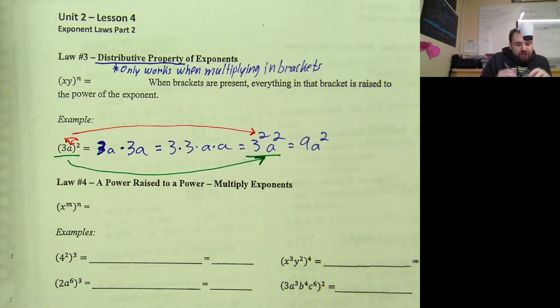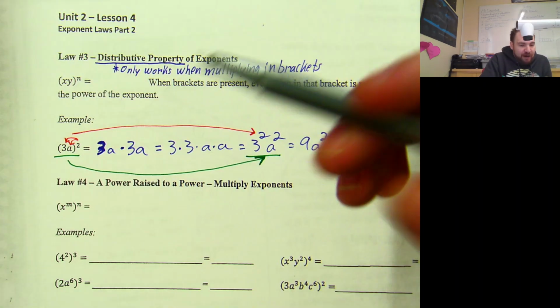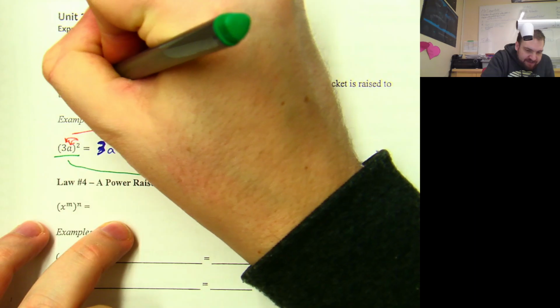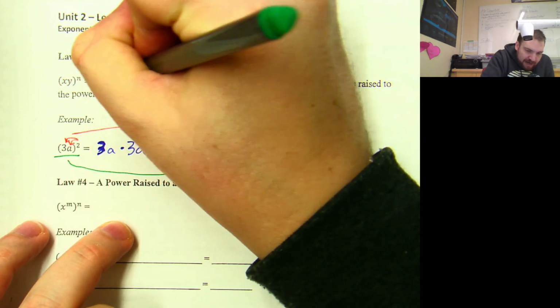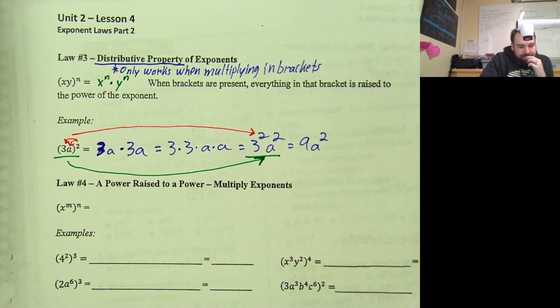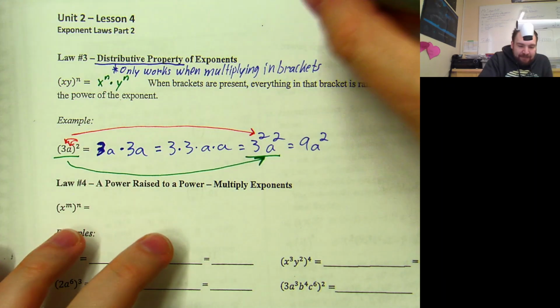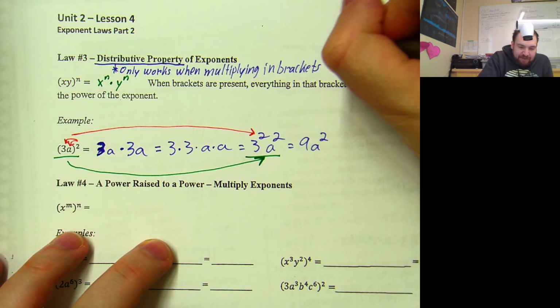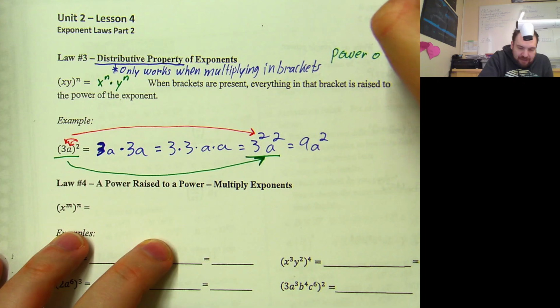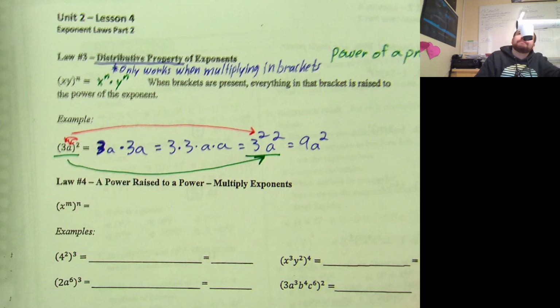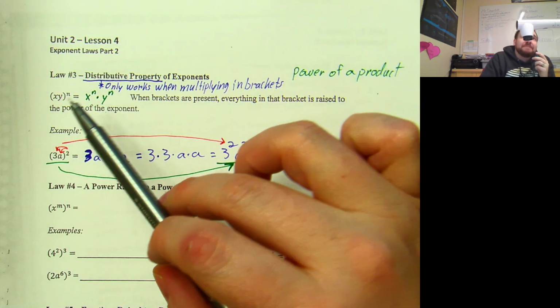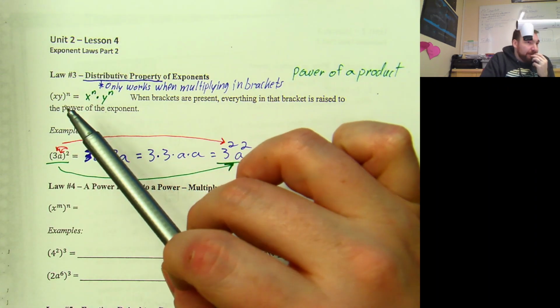Okay. So what I want you to see here, in general, is if I have x, y in brackets to the power of n, I can write this as x to the n times y to the n. It only works when multiplying these things in brackets, and this thing has a name. This thing is called a power of a product. This law, because I'm taking a product and I'm putting it to a power.